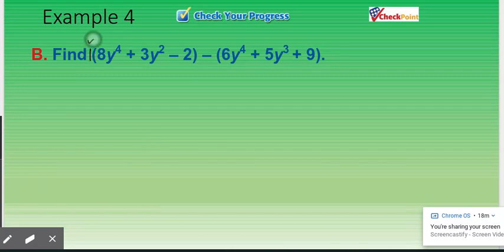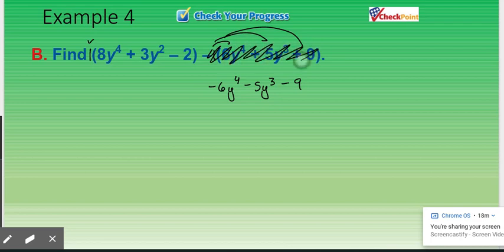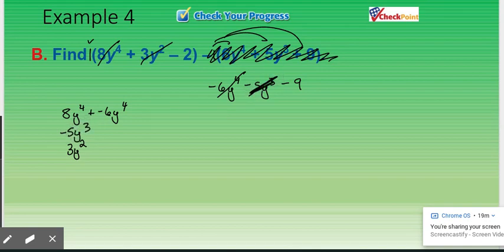Okay, first one is good. Second one, I got to distribute that negative 1. So it's going to be negative 6y to the fourth, negative 5y to the third, and negative 9. And let's organize and get our like terms put together. So y to the fourth go together. Y squared, that's the only one of its kind. Then I have this negative 5y to the third I had noticed over here. And then I have my constants, negative 2 plus negative 9.